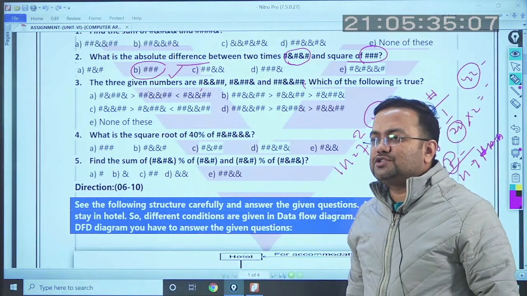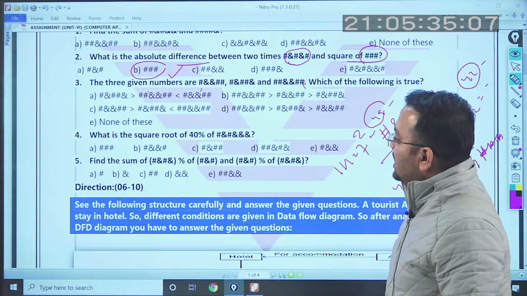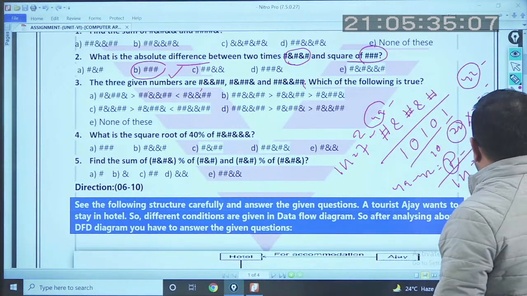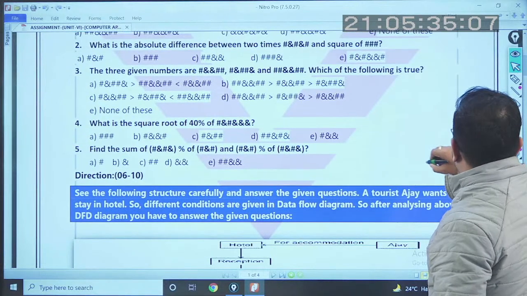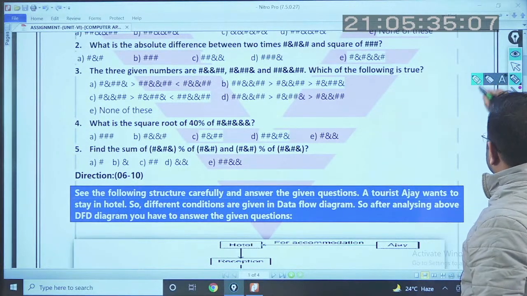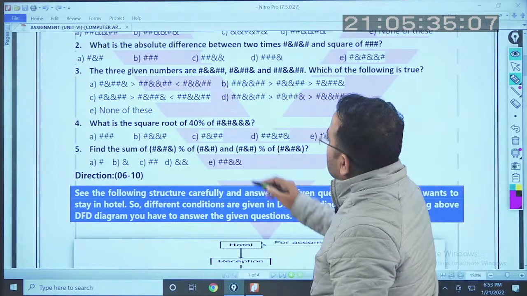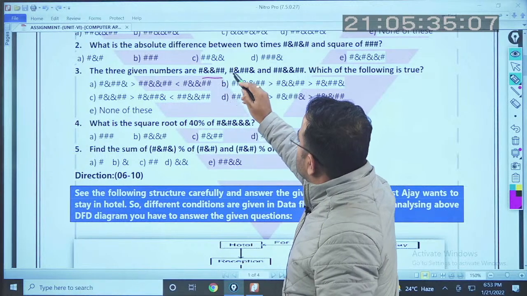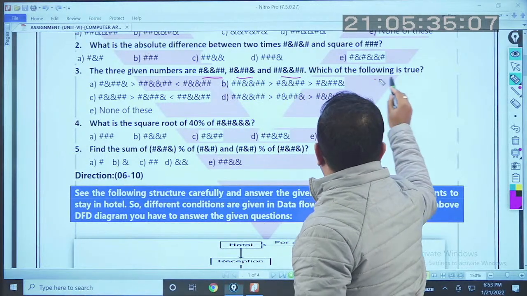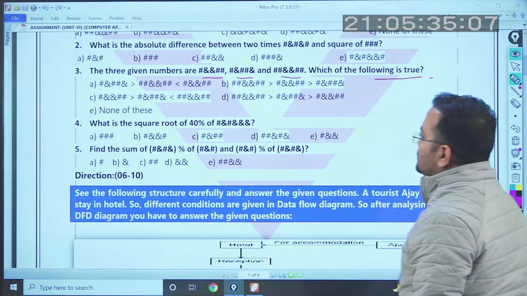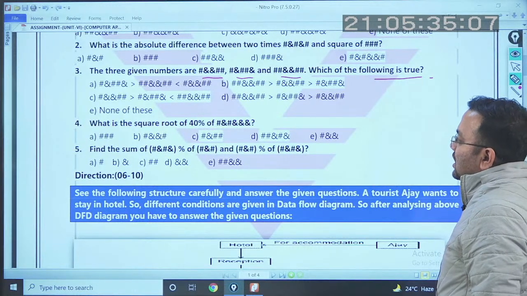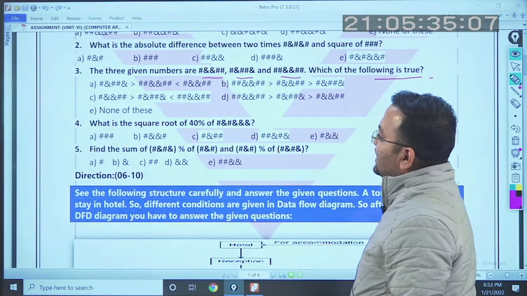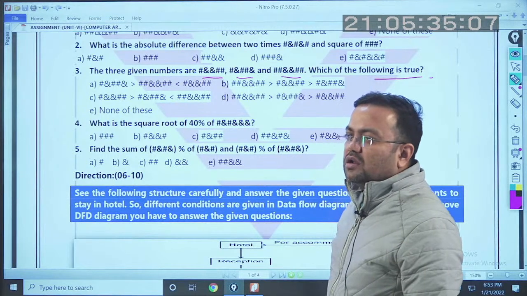Clear about the concept, students? Then go to the third question. So, what is the third question? The third question has given 3 numbers, this and this, and which of the following is true. So, first we have to convert into binary form, then write in decimal form, then again calculate whether it is correct or wrong.